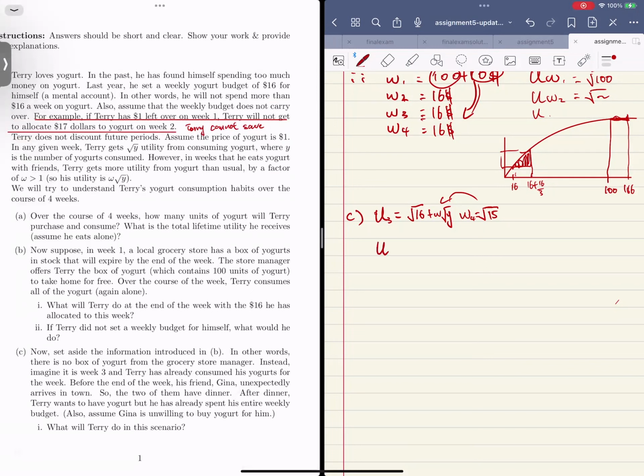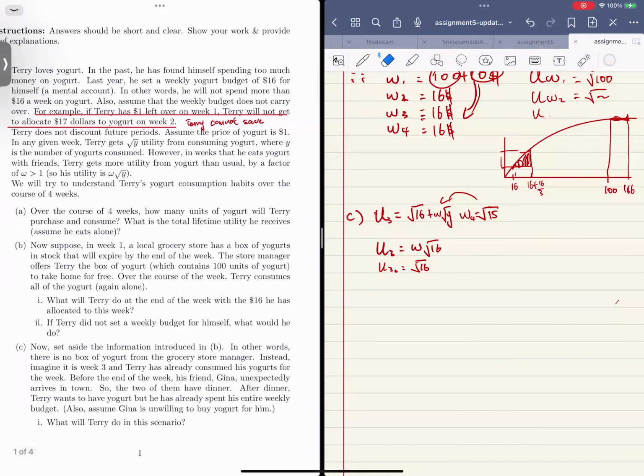Unless on week 3, his utility becomes W of 17 or W of 16, compared to previously, U3 equals square root of 16. Am I reading something wrong? Yeah, the question is a little confusing because it seems to imply retroactive utility improvement.